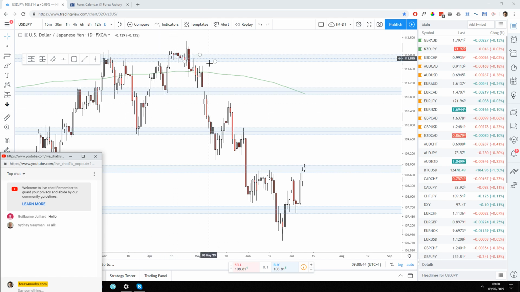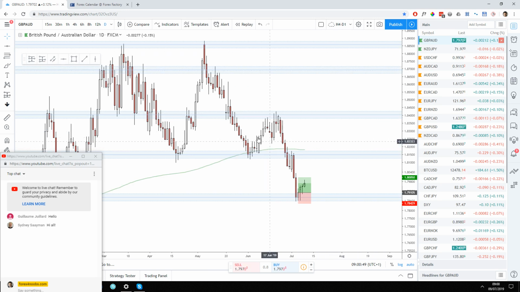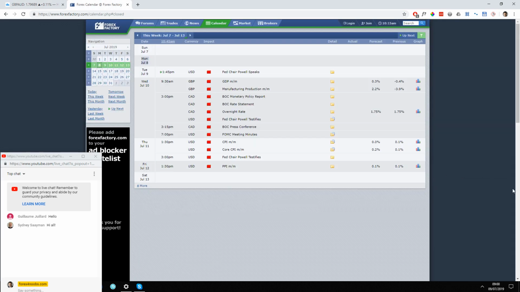Yeah, sorry about that. You're looking at a GBP AUD daily chart. In today's analysis, we're going to be looking for price action setups. So let's get started, guys. We're also going to be looking at the upcoming news. So what do we have today in terms of news?